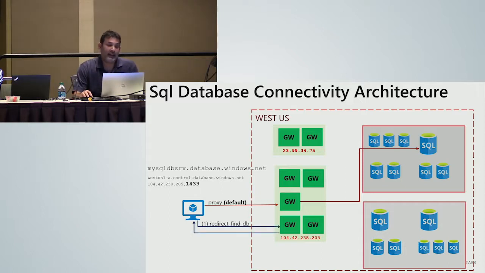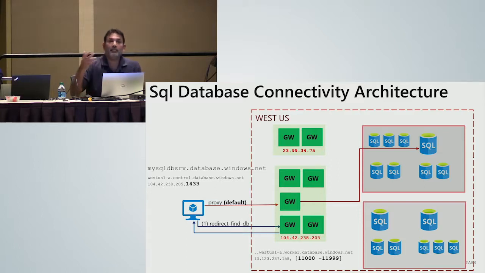Then you have the redirect mode, or connection policy of redirect, where the initial connection goes to the gateway, and the gateway returns the actual database location, IP, and port, right? And so all subsequent requests will go directly to that database rather than to the gateway.